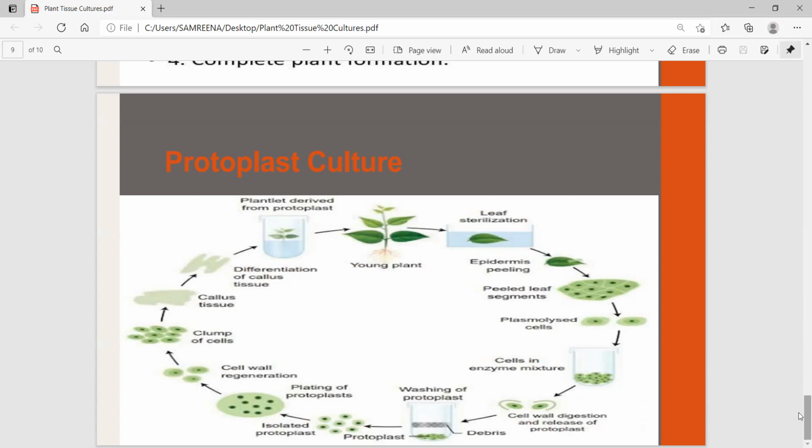Now, what is the importance of protoplast culture? As I said, the single cell is a complete whole plant. It gives us the best experimental system where we are able to study our plant, how things are happening, and how developmental processes take place.